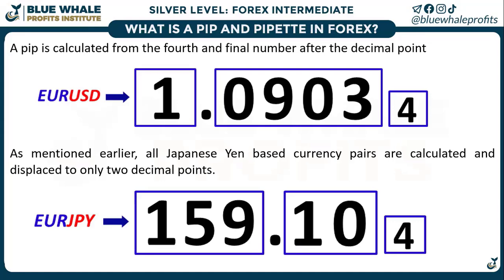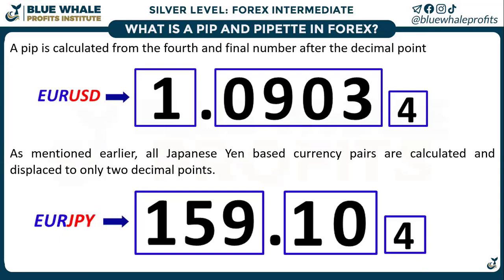When you are calculating, we don't normally consider that one, right? So with this, if the 3 moves from 3 to 4, we have moved 1 pip, but the 4 after the 3, when it moves from 4 to 5, we have moved 0.1 pip. But when the 3 moves to 4, we have moved what? 1 pip. And with the Japanese yen-based currency, which in this case is Euro JPY, 159.10, when the 0 moves to 1, we have moved 1 pip. But when the 4 moves to 5, we have moved 0.1 pip.